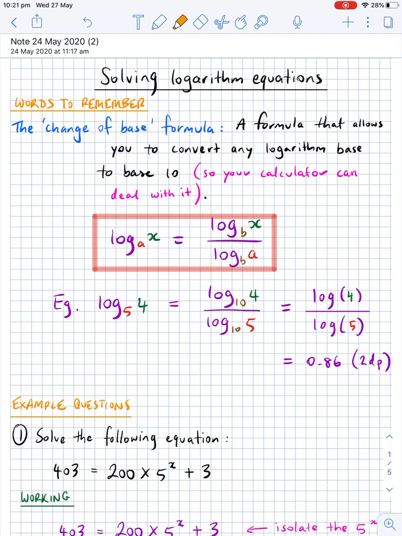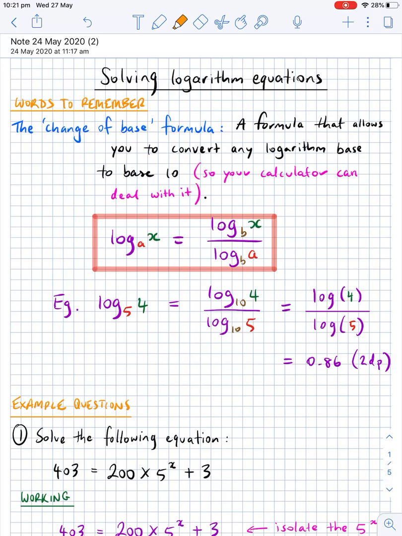Hi guys, for today's lesson we're going to be dealing with solving logarithm equations. So the first thing to remember when we're doing this sort of skill is the change of base formula. The change of base formula allows you to convert any logarithm base to base 10, so your calculator can deal with it, because remember your calculator likes to deal with base 10.